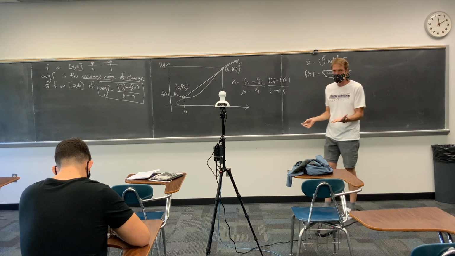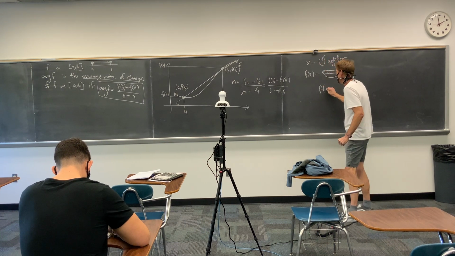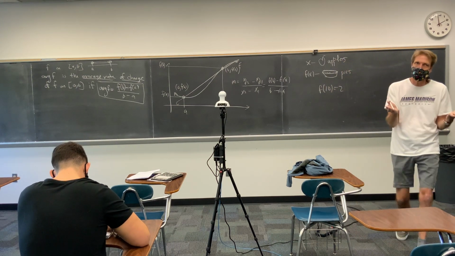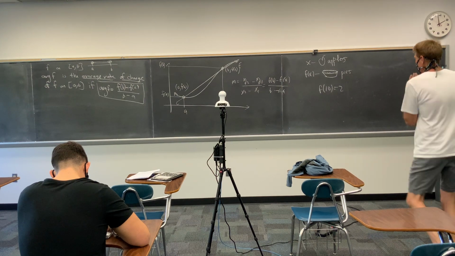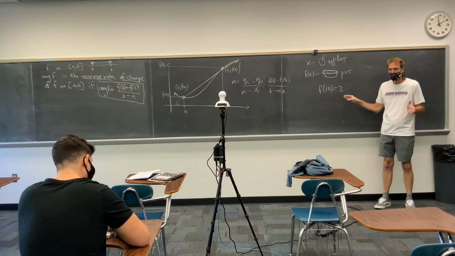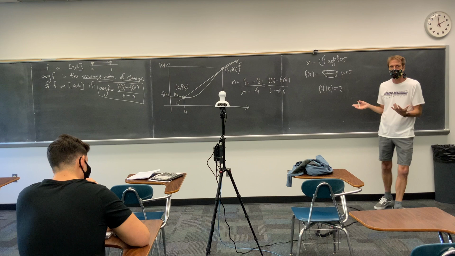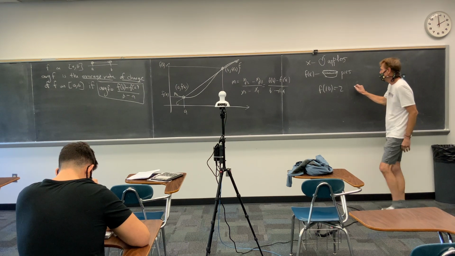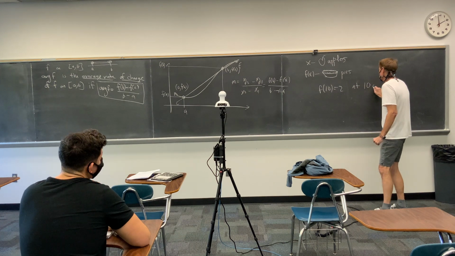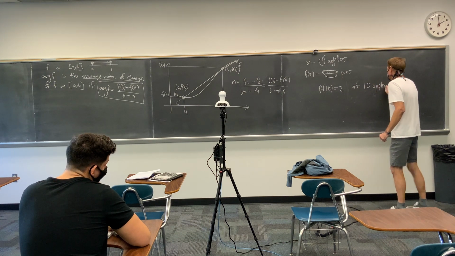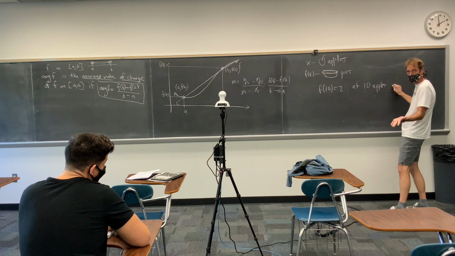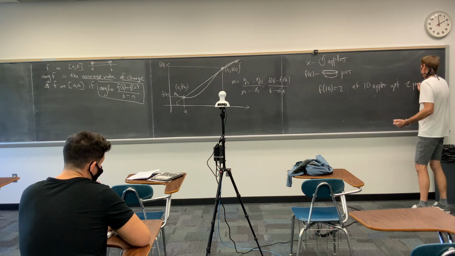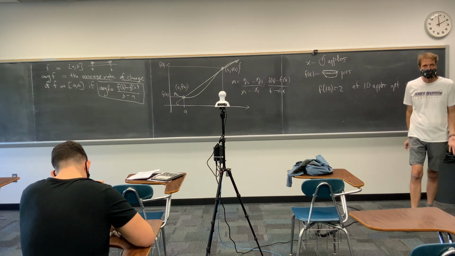Okay, so for example, if I say f of 10 equals 2, interpret that for me. Now suddenly our math has meaning, because now we have units. Turn that into English for me. What does that mean? 10 apples is 2 pies. At 10 apples, I get 2 pies.